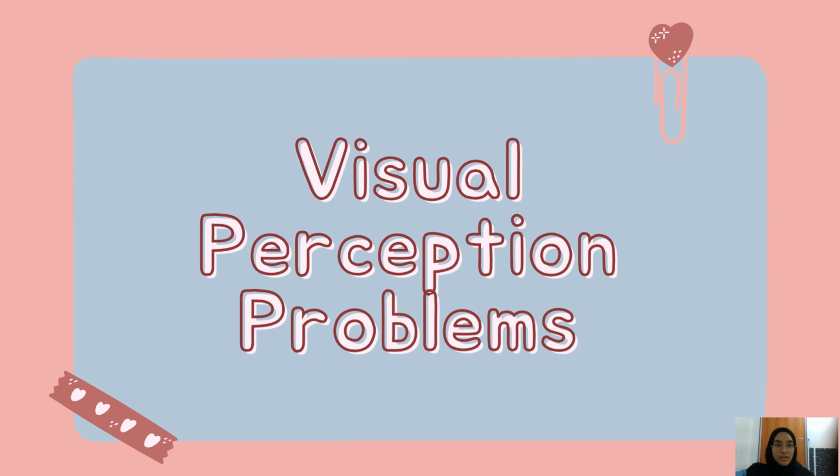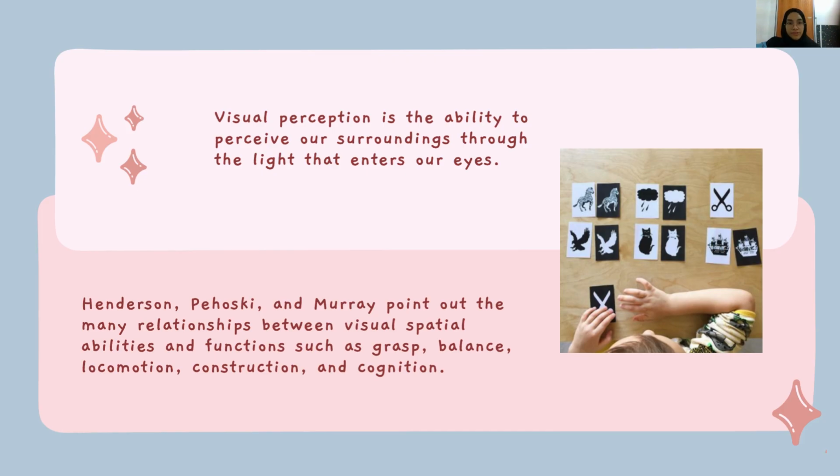Next, we're going to take a look at visual perception problems. What is visual perception? Visual perception is the ability to perceive our surroundings through the light that enters our eyes. Henderson, Pioski, and Murray point out that there are many relationships between visual spatial abilities and functions such as grasp, balance, locomotion, construction, and cognition. So problems with visual perception are commonly seen in children with sensory integrity disorders (SID), particularly when poor tactile perception or DCD (developmental coordination disorder) is present.